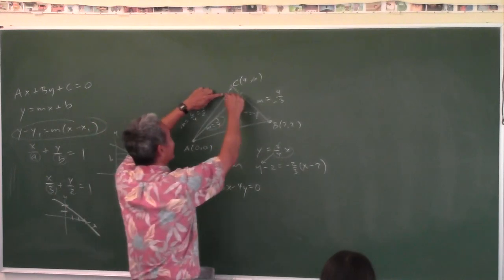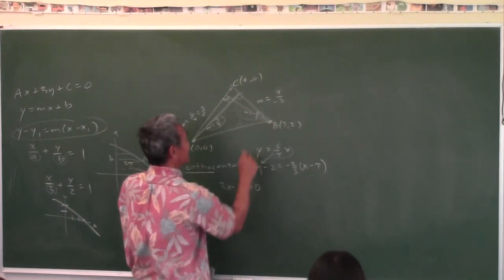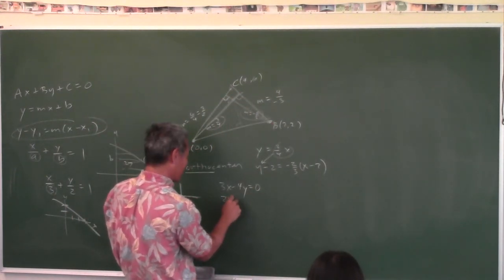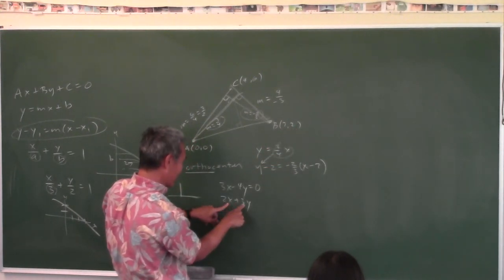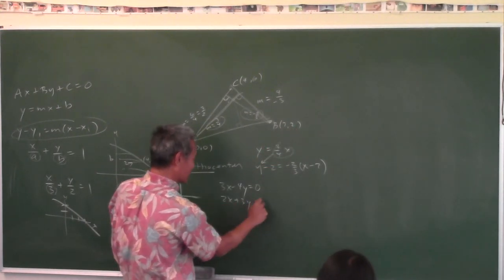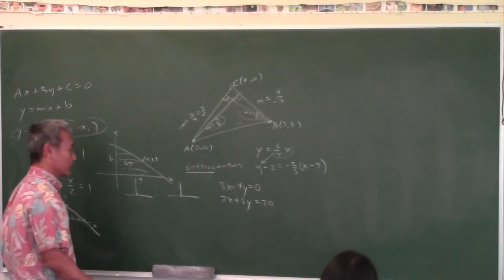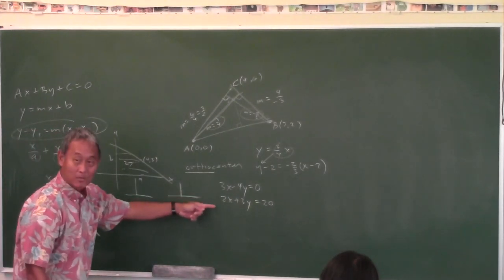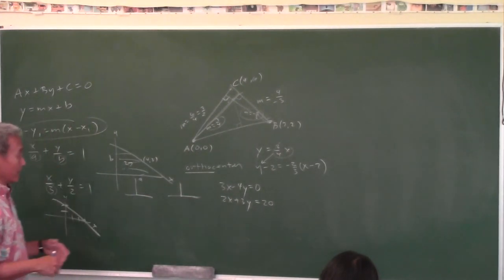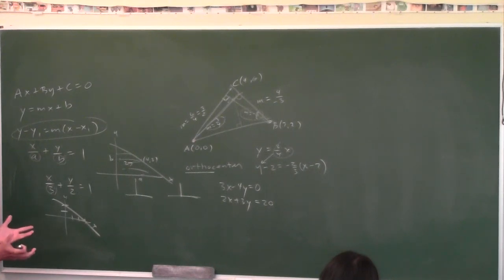If I write the equation of this line, the slope is -2/3, so I write 2x plus 3y, but they got to pass through the point 7, 2. So if I plug in 7 there and 2 there, you get 14 plus this, so that's 20. You guys see what I did? See, that way you can use the addition subtraction method to solve. But now, do you guys understand what I did?